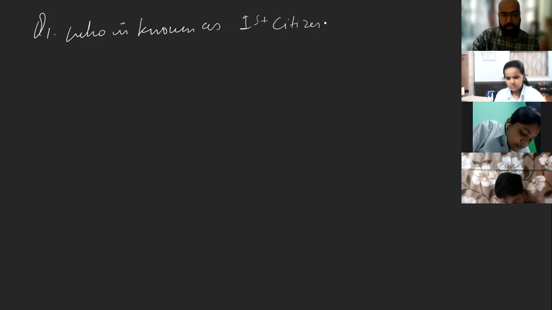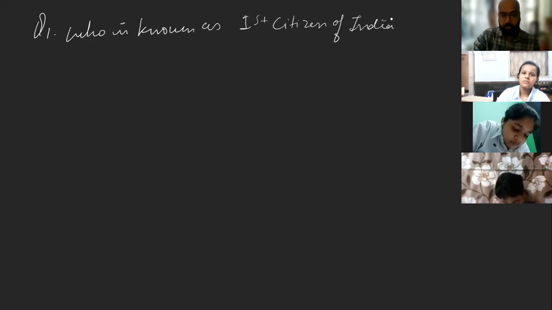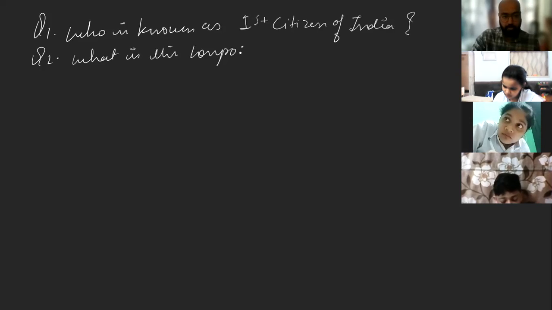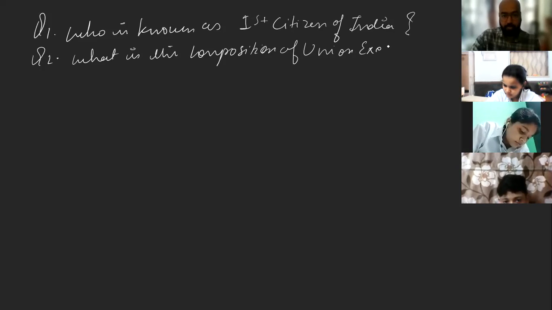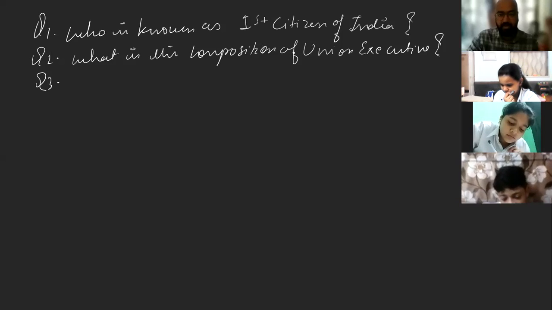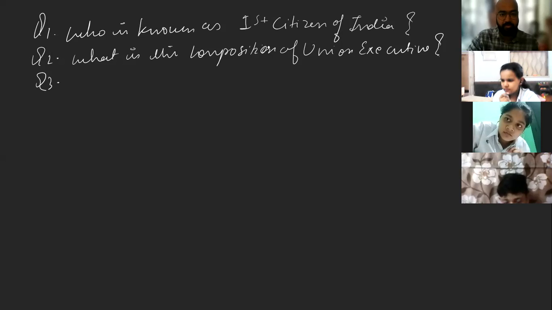Who is known as the first citizen of India? What is the composition of the Union Executive? Please write down fast. Children, please repeat the first question. Who is known as the first citizen of India? It's written on the screen. Is the screen not clear to you?